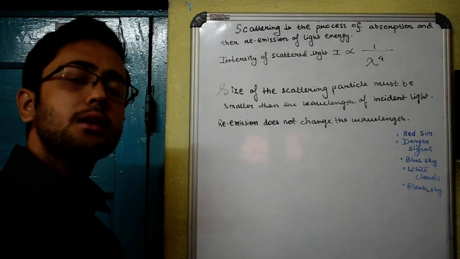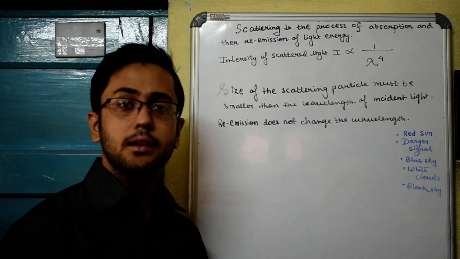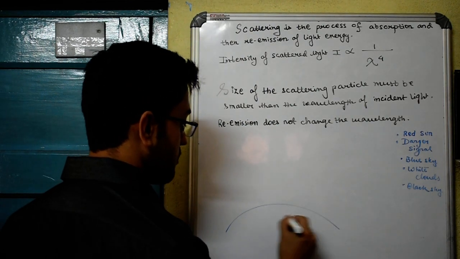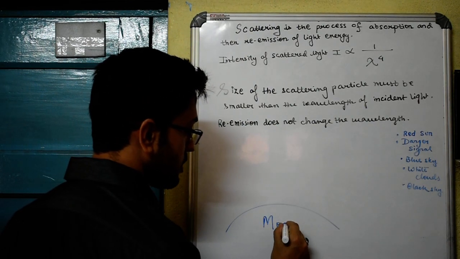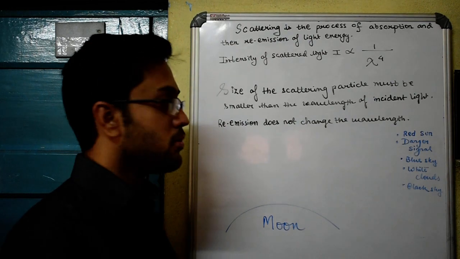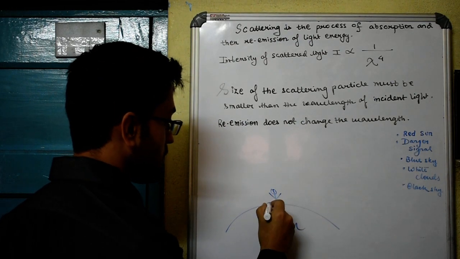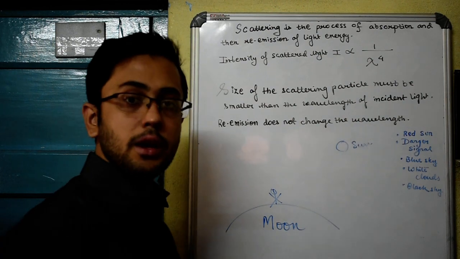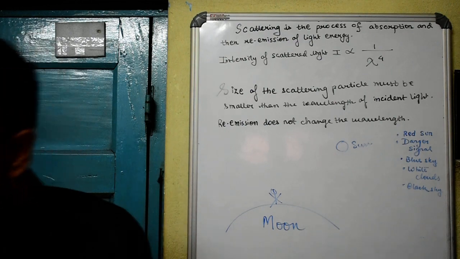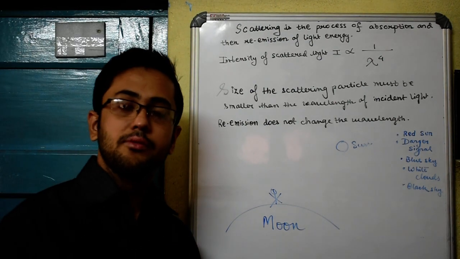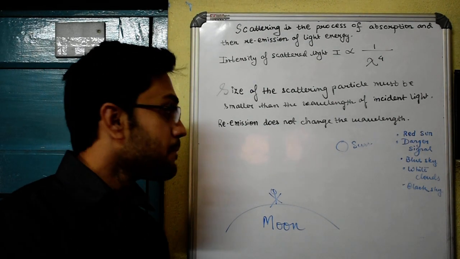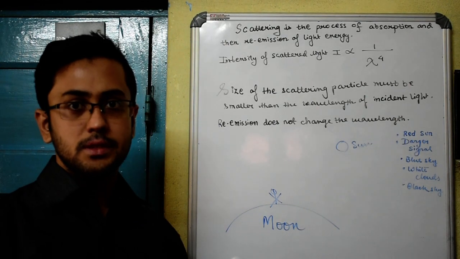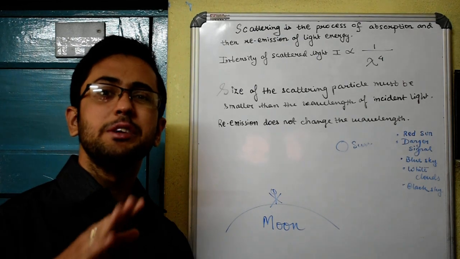Now, what would be the color of the sky if there were no atmosphere? So, for a moment, suppose that you are standing on the moon, and somewhere here is the sun, and you are looking at the sun. And it's a well-known fact that the moon does not have an atmosphere. So, what would be the color of the sky as seen from the moon? If you have ever seen pictures on the internet, the sky is pitch black.